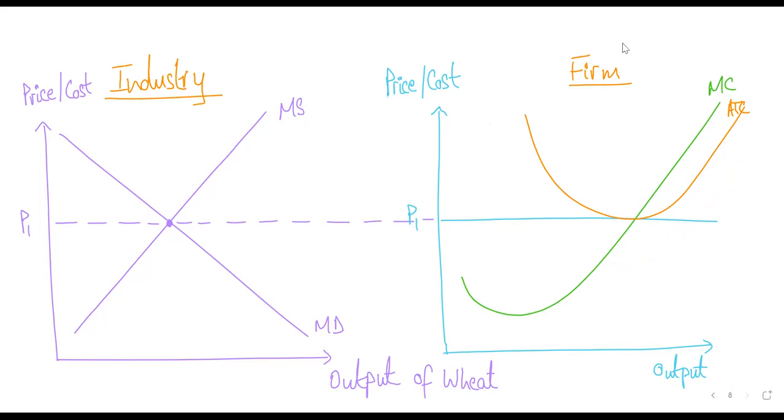Okay, now students, have a look at this. At what point will the firm produce? So the profit maximization quantity. What is the profit maximization quantity for any firm? Isha, at what output level do firms maximize their profit? Exactly. Where MR is equal to MC, that is the point where firms maximize their profit.